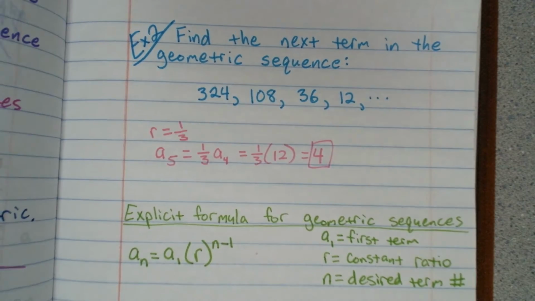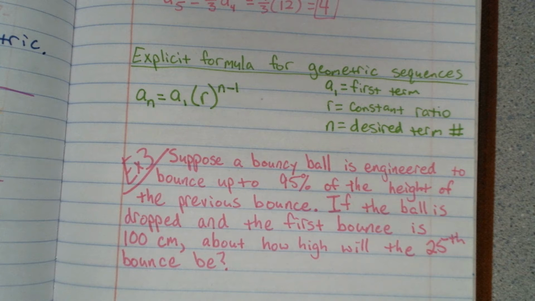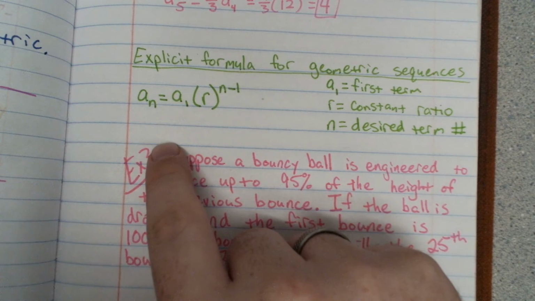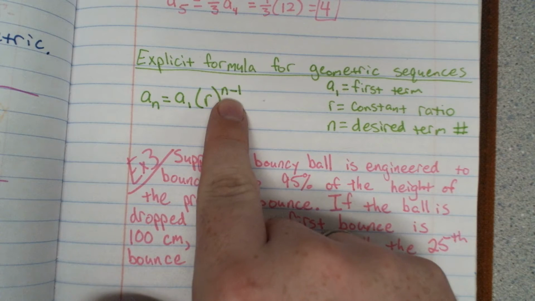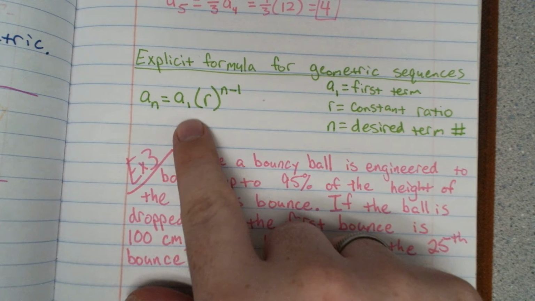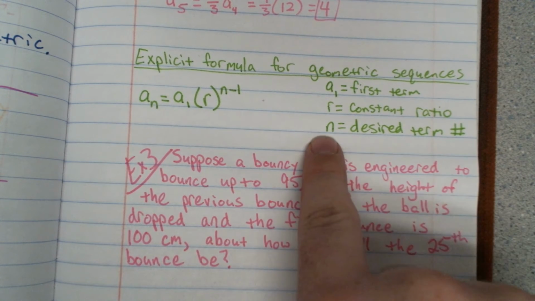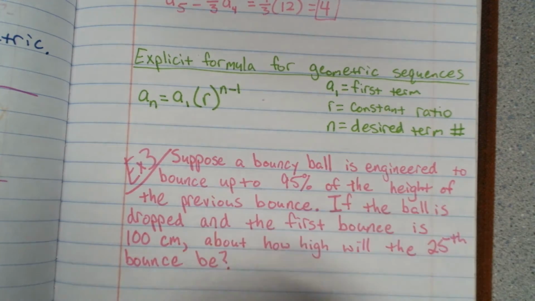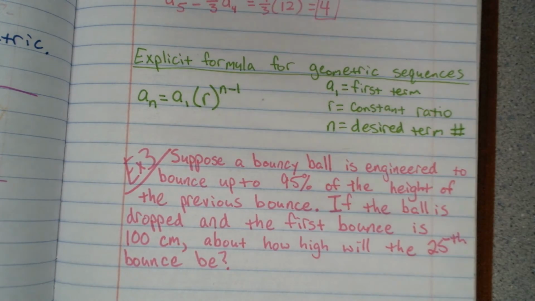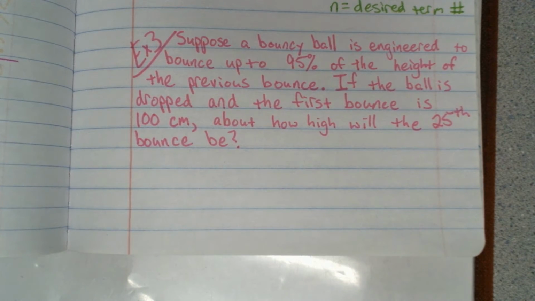Just like in arithmetic sequences, it can be nice to have an explicit formula for the geometric sequence so that we can find any term that we want. It has the same reasoning as the arithmetic sequence formula. We have a sub n equals a sub 1 times r to the n minus 1 power. That's where a sub 1 is the first term, r is the constant ratio we're multiplying by between the terms, and n is the desired term number. So like if we want the 10th term, n would be 10. We're going to do one more example in this video and then have another video coming up later.